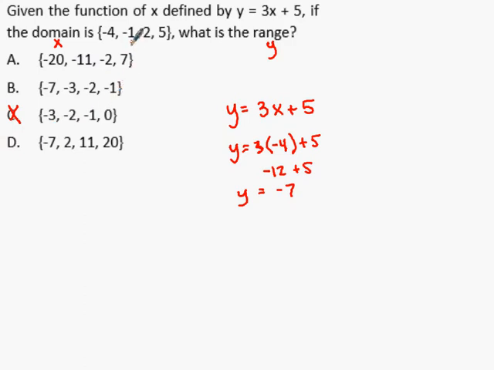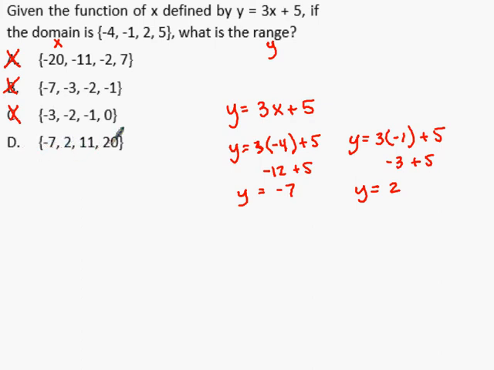All right, let's try the next value. Let's plug in a -1 for x. So instead of y equals 3x plus 5, we're going to have y equals 3 times -1 plus 5. 3 times -1 is -3 added to 5, and when you add those two together, that gives you a 2. There is no 2 in answer B, and there is no 2 in answer A. So the only one that has a 2 as an answer is answer D.